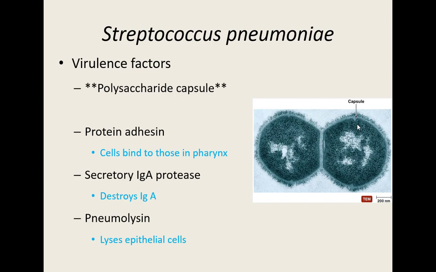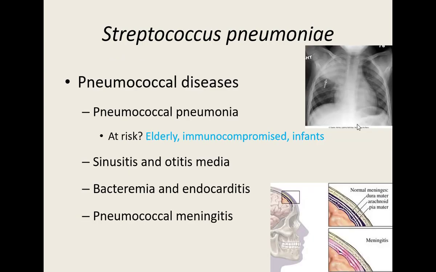They also make a chemical called pneumolysin that breaks apart epithelial cells. It allows this bacteria to travel and get into new areas in the body. Again, it's all good things for the bacteria, all bad things for us. Now, it is called Streptococcus pneumoniae, and yes, one of the things that it can cause, based on its name, is pneumonia. It's not the most common cause of pneumonia, but it is one of the causes of a bacterial pneumonia. People at highest risk for getting pneumococcal pneumonia are the elderly, immunocompromised, and infants.